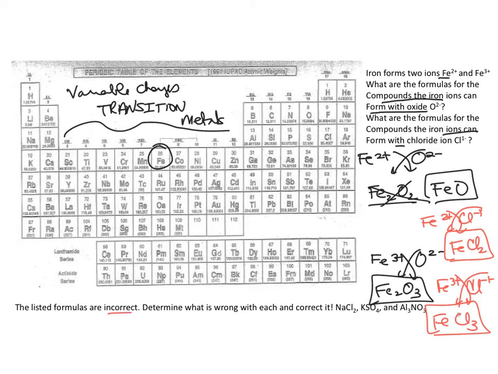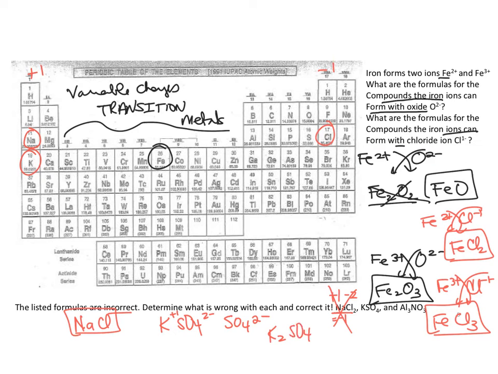Okay, so let's look at these formulas, determine what is wrong with each, and correct it. Okay, what is sodium? Sodium is a +1. Chloride is a -1. So what's wrong with that? Should just be sodium chloride. The way this is, that's a +1, and there's 2 of the -1, that's a -2. That sums to a -1, so that's wrong. KSO4, well, sulfate, SO4, is a 2 minus, and potassium is a +1. So this is a 2 minus, and this is a +1, so it should be K2SO4. So right there, that's summing to a -1.